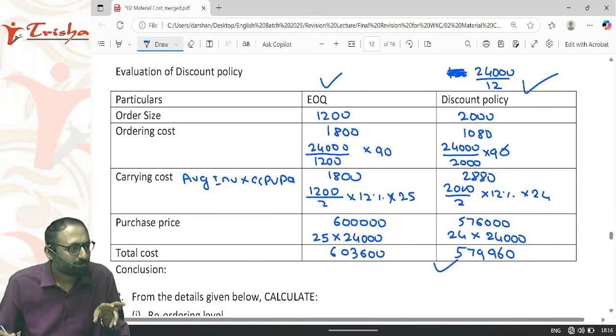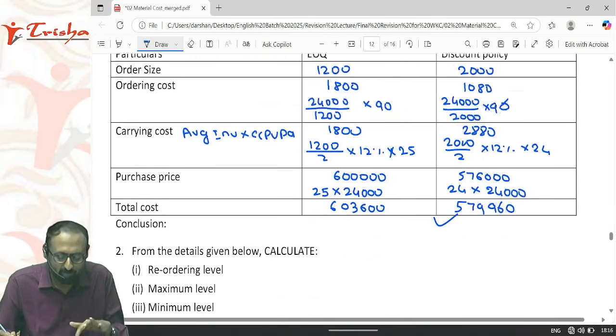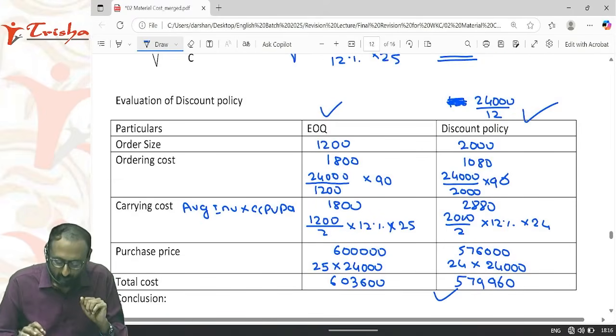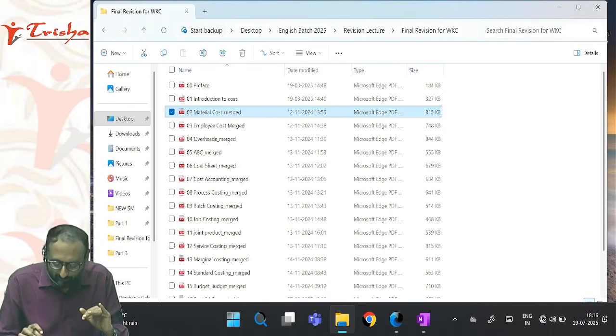You'll have to write an assumption. What assumption? Carrying cost will change as per discount policy. Yes, your carrying cost will change as per the discount policy. This will be your assumption. Yes, sir. So first part is over.